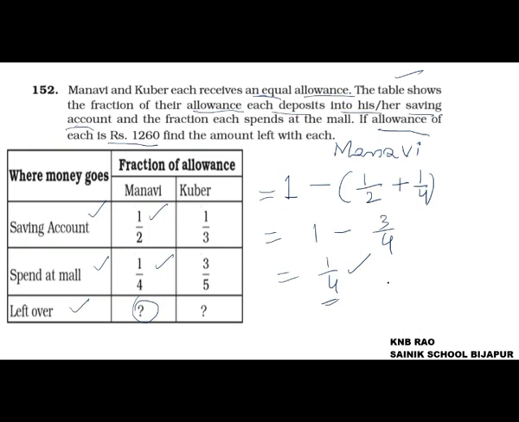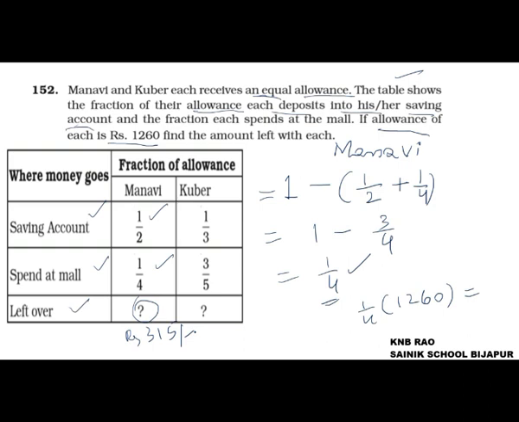And amount wise, if you want to find out, it is 1/4 of rupees 1260. If you calculate, you will get how much money is left over. 4 threes are, 4 ones are, 4 fives are. So rupees 315 is left over with Manvi after saving as well as spending at the mall.